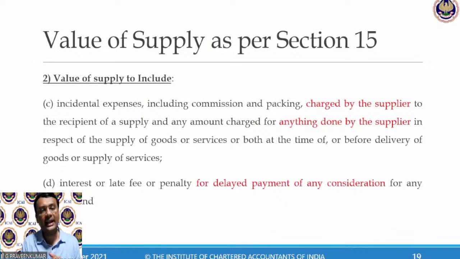Interest, late fee, penalty for delayed payment of consideration. Now, part and parcel of my transaction, always in the invoice we mention, if the money is not paid within the due date, we would charge interest at the rate of 18% per annum or 24% per annum. Some sort of clauses will be there. I charge a late fee, I charge a penalty. So whatever money I have received by way of interest, late fee, penalty in relation to delay in payment of consideration, that shall also form part of my supply.